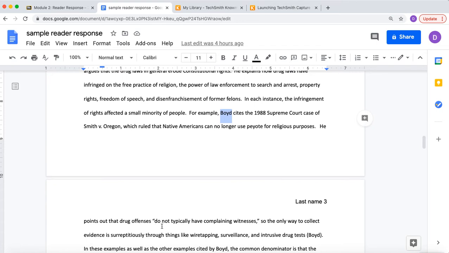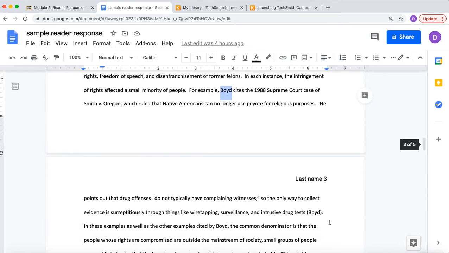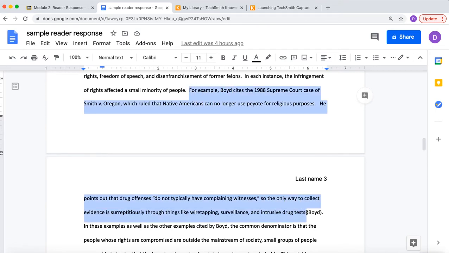He points out that drug offenses, quote, do not typically have complaining witnesses, unquote, so the only way to collect evidence is surreptitiously through things like wiretapping, surveillance, and intrusive drug tests. So all of this is the only thing I've taken from the source. That's it. So that's the third thing you do when you are integrating a source. You quote and or paraphrase.